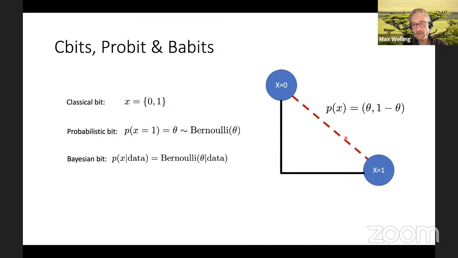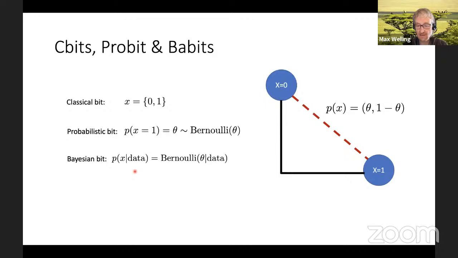And basically what I will be introducing in this talk is the Bayesian bit, which is simply a probabilistic bit, but where that probability distribution is now a posterior distribution given data. So you can think of that as the value of a parameter. We learn that posterior probability distribution for the value of that bit by looking at data.